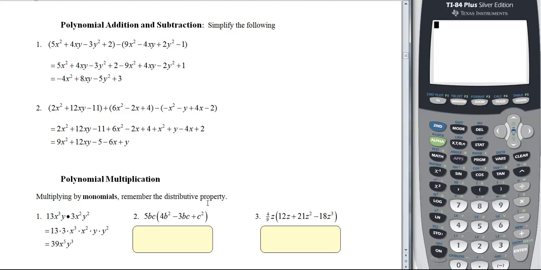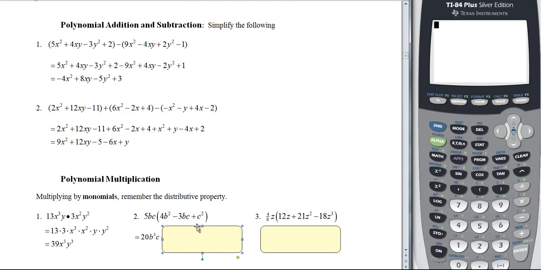So now the distributive property. Now this was a monomial times a monomial. Well, now I've got a monomial times all of these terms, and that means I've got to distribute. I've got to do the 5bc times the 4b squared, 5bc times the negative 3bc, and the 5bc times the c squared. So let's go with the first one. 5bc times 4b squared. 5 times 4 is 20. b to the third c.